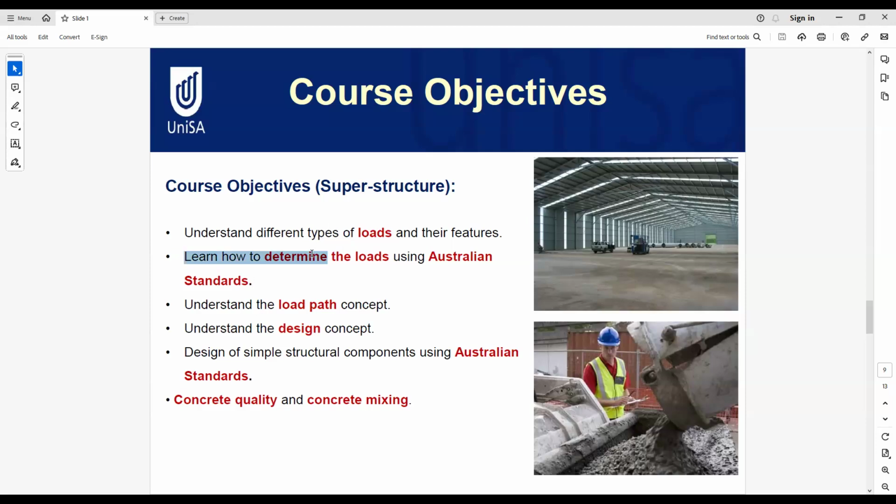And we also will learn how to determine the loads using the Australian standards. So the Australian standards we have, as we mentioned, are AS 1170.0 and 1170.1 to find the loads. Okay, sorry, this one is not very good.